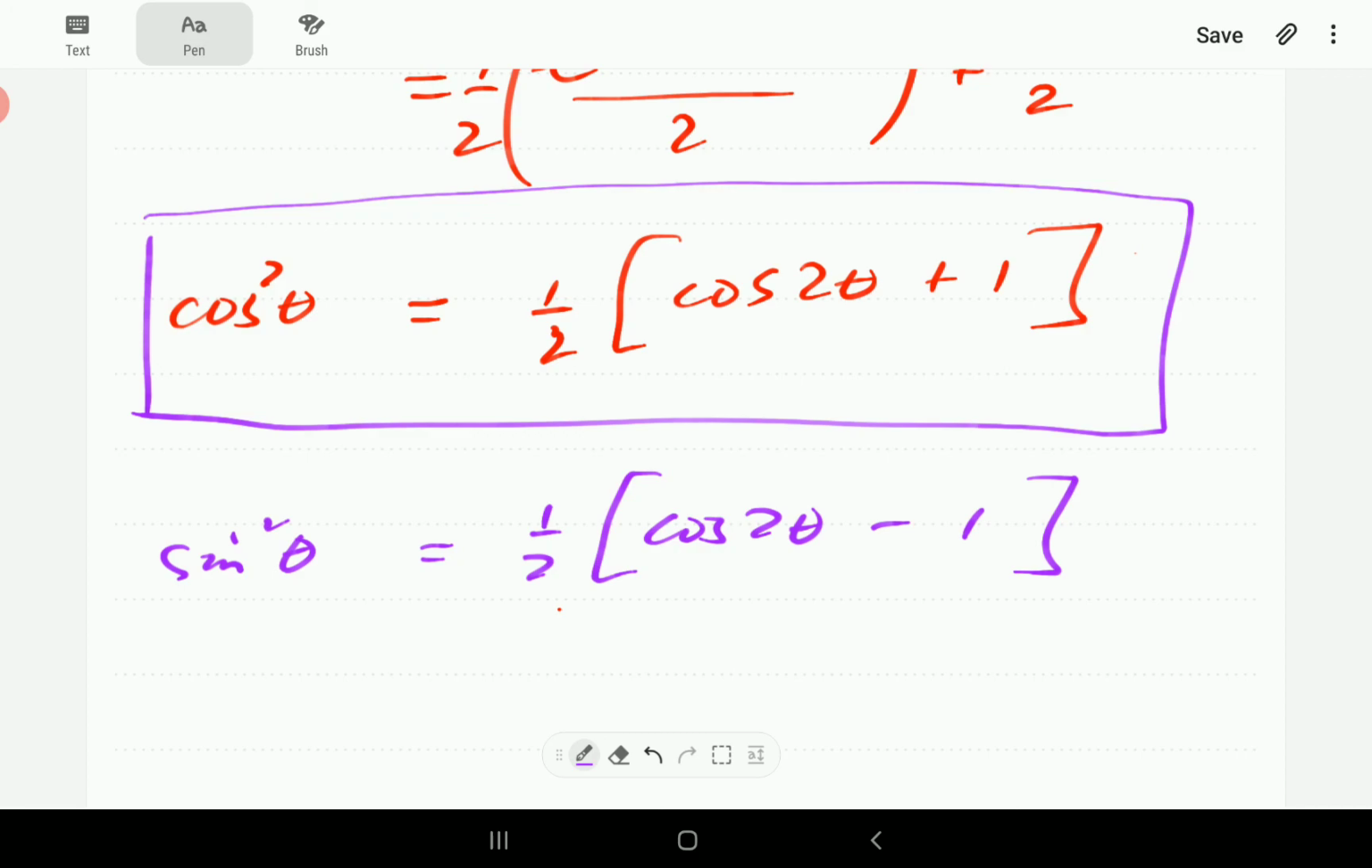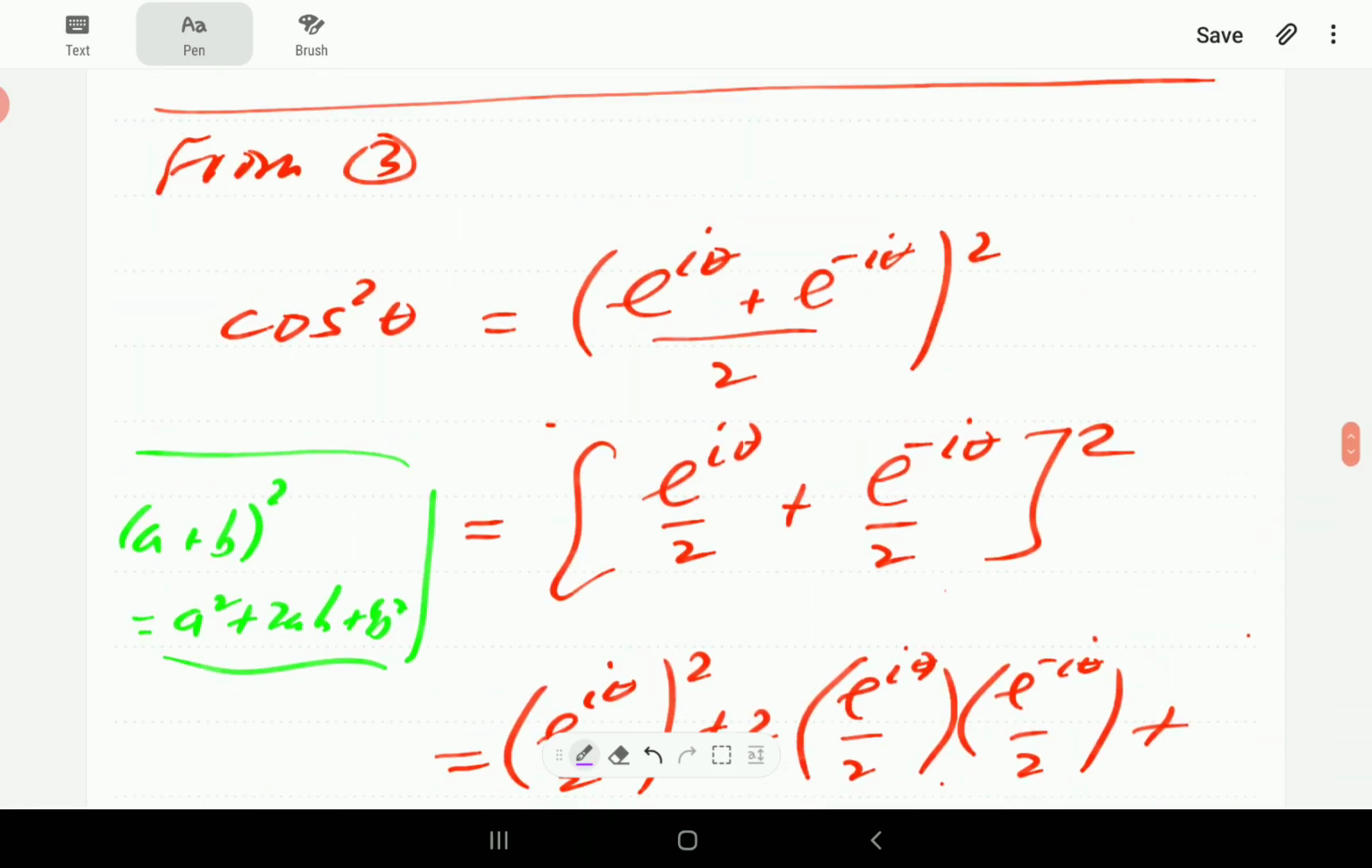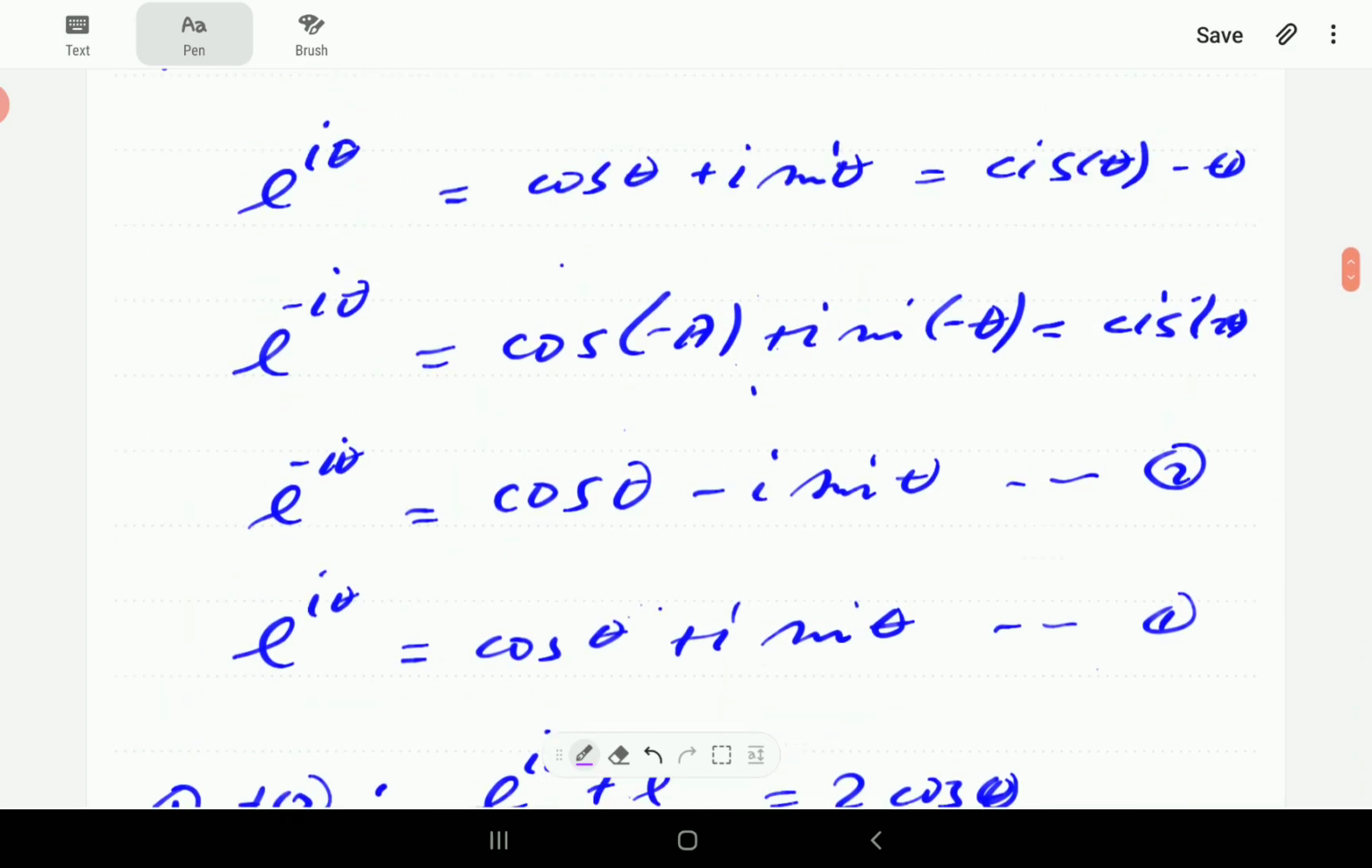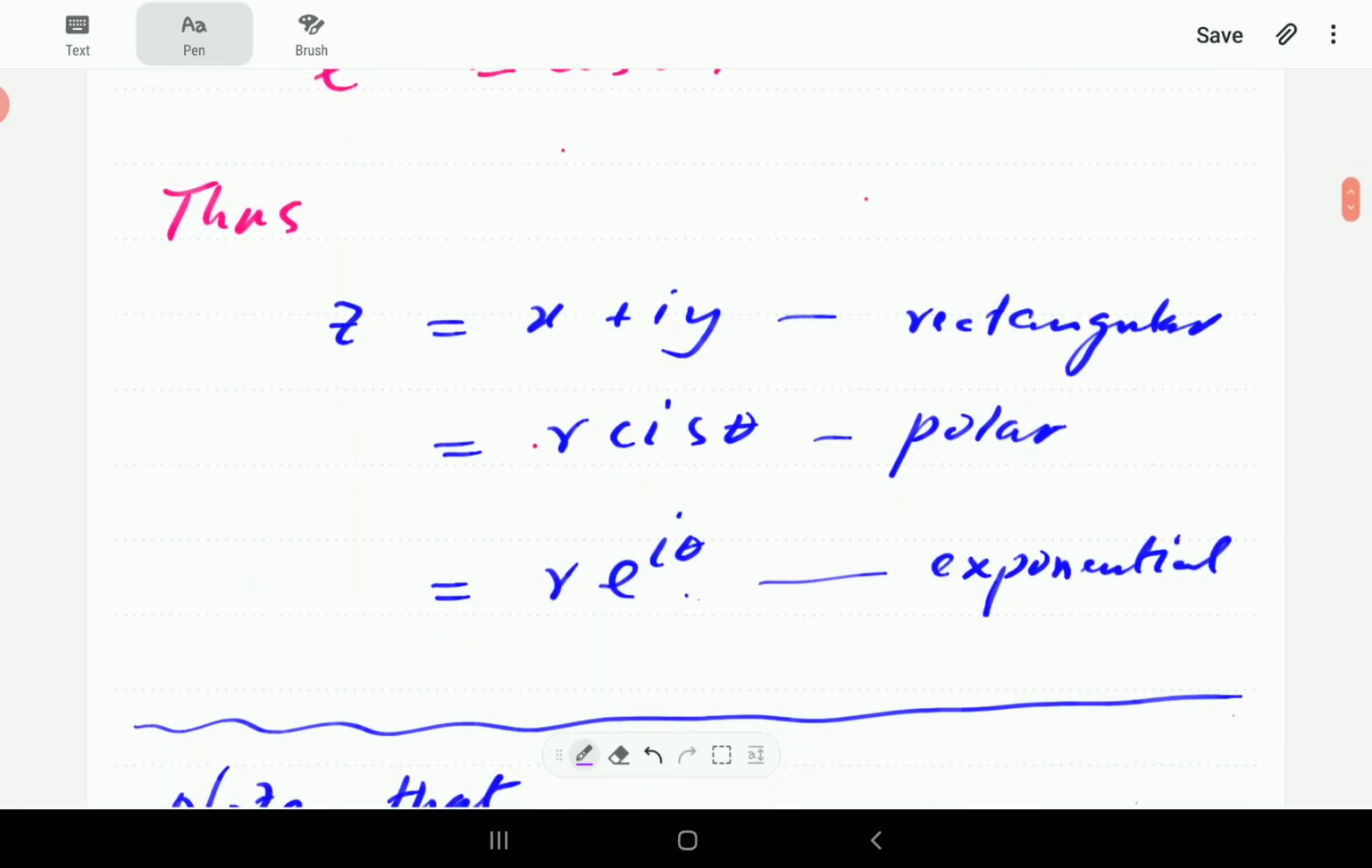So in the next video, we're going to start looking at how to convert from rectangular to polar and vice versa. Sorry, rectangular to exponential and vice versa. And then after that, we'll see how to add, subtract, multiply, divide numbers in exponential form.